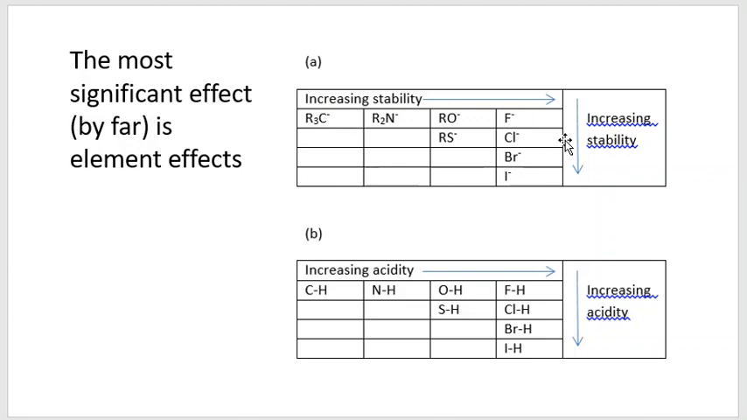Size is also significant in considering the stability of the conjugate base. As we go down the table, the size of the ions gets larger and they're more polarizable, and so their conjugate bases are more stable because that negative charge can be better shared or spread out. And so the conjugate acids, as shown in the bottom table, are more acidic.